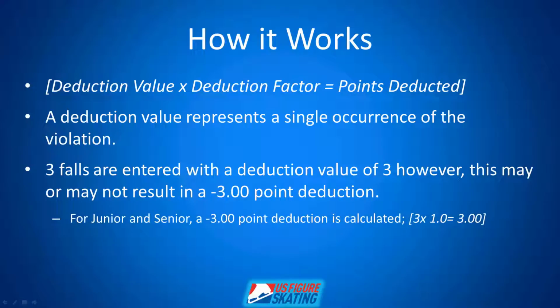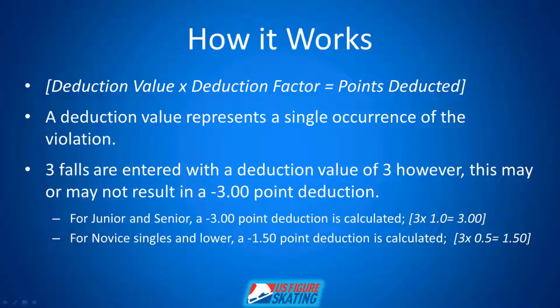For junior and senior, it will calculate 3 points due to using a factor of 1.0. For novice singles and lower, however, it will calculate a 1.5 point deduction. This is where we have to be careful to use deduction values because we're all used to a 1-to-1 correlation between the values entered and the points. If I'm thinking in terms of points when entering deductions, I might be tempted to enter 1.5 points for 3 falls in a novice singles program, but that will result in an error in the final results.